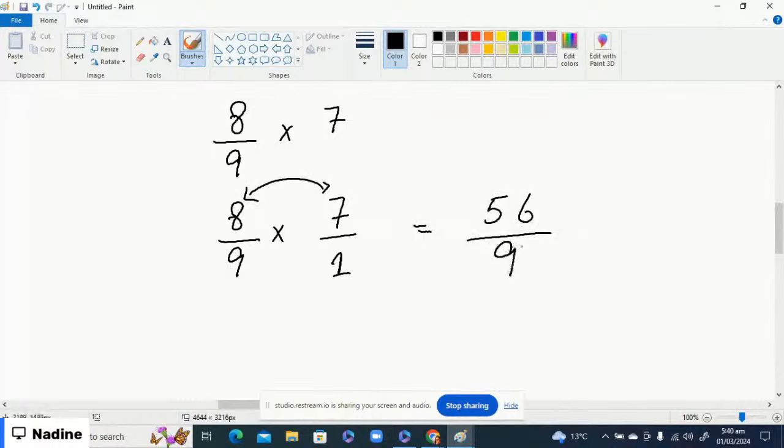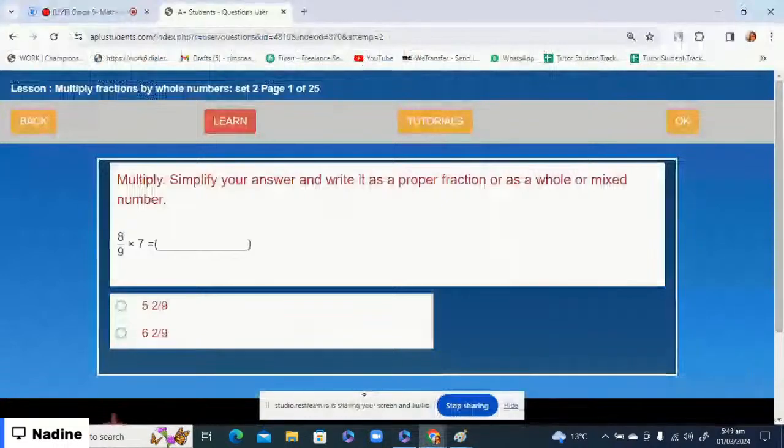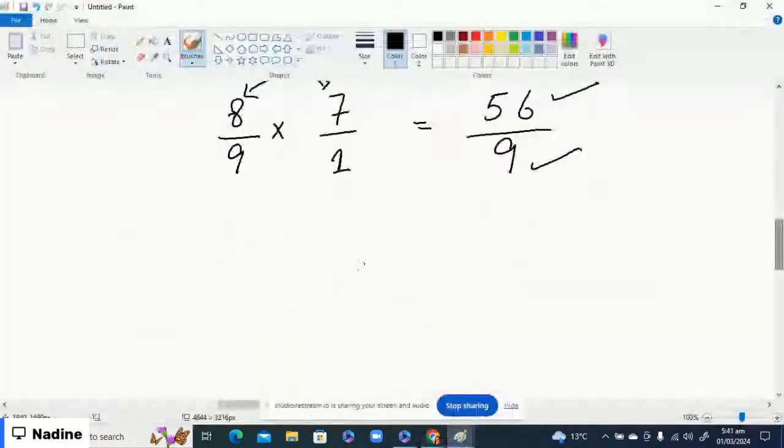Let's divide 56 over 9. Is this a proper fraction? This one is greater, this one is less, so this is not proper, it is improper. So we convert this 56 over 9. Putting 9 outside and 56 inside, because we are going to convert it into a mixed number, since this is improper.